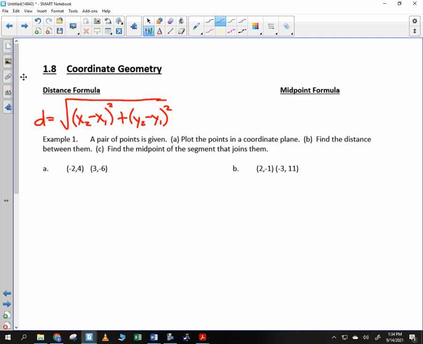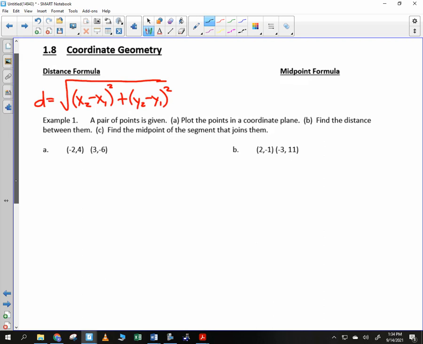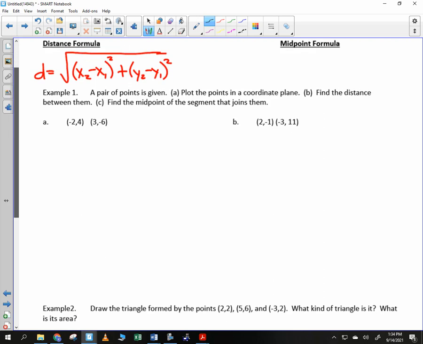So I'll do some teaching as we do this first example. It says a pair of points is given, plot them, and then find the distance between them, as well as the midpoint. We'll talk about that in a second. I'm going to make a nice graph here, and I'm going to go 6 by 6.